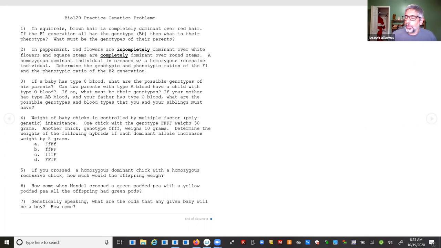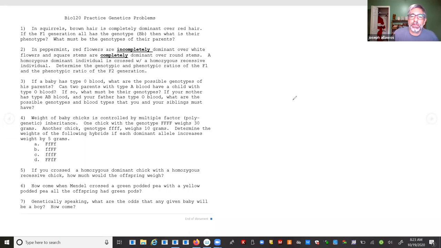Now we move on to blood type. Remember, blood type is multiple alleles, right? Meaning there's three different alleles, but you only get two of the three. Any two of the three is fair game, okay? So it says, if a baby has type O blood, what are the possible genotypes of his parents?